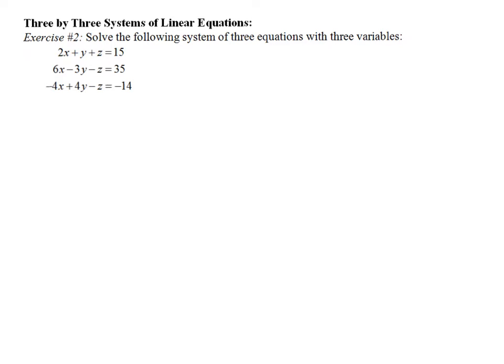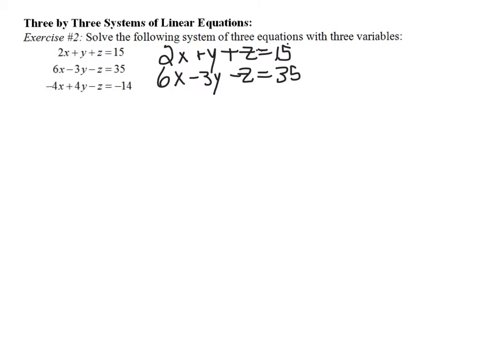When I look at my variables, in this example, the easiest one to eliminate looks like it's going to be z because I've got a positive z and 2 negative z's. I'm going to deal with just 2 equations at a time. So to begin with, I'm going to start with the first 2 equations. 2x plus y plus z equals 15. And 6x minus 3y minus z is equal to 35.